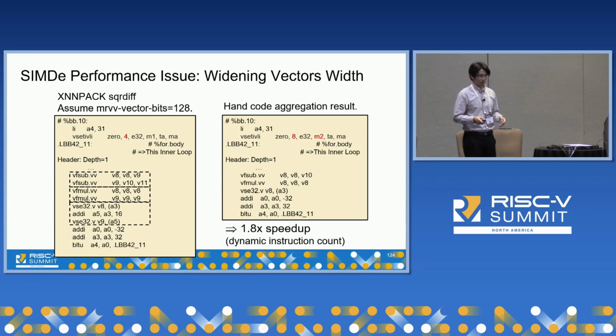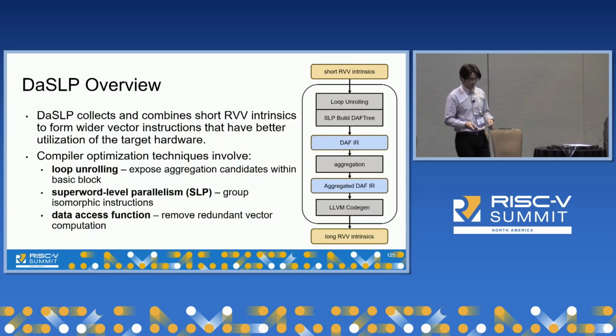If we just tweak the program by hand manually, we set the LMUL equal to 8, setting the vector elements to 8 elements. We can get a 1.8 times speedup in terms of dynamic instruction count.